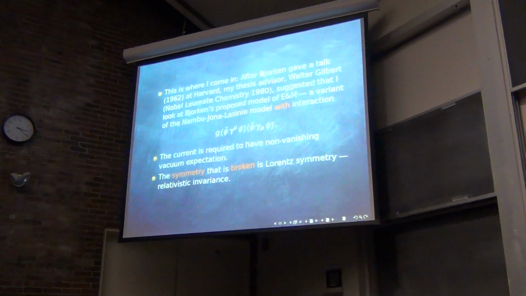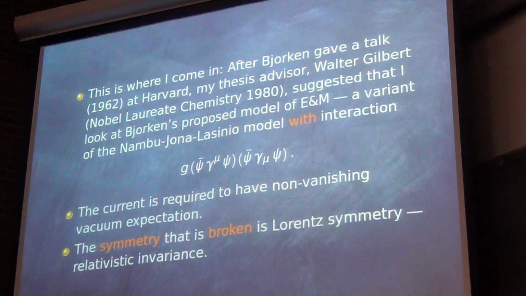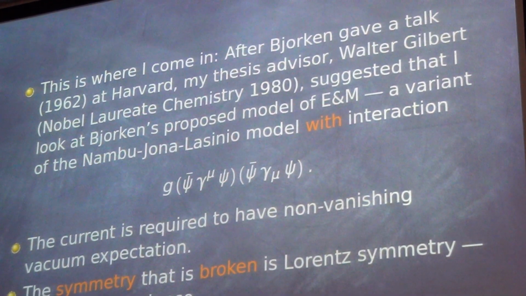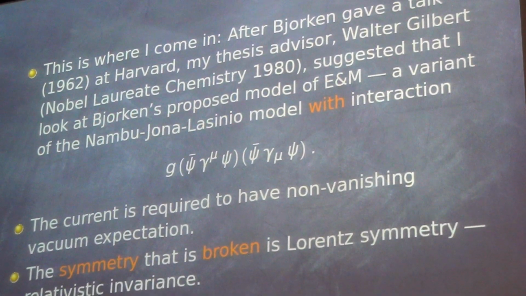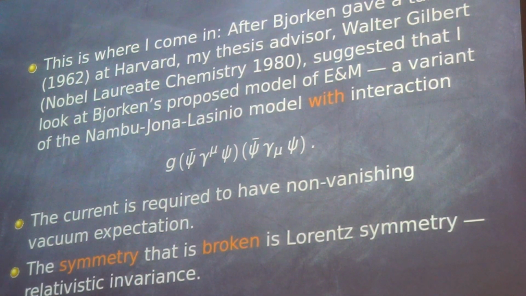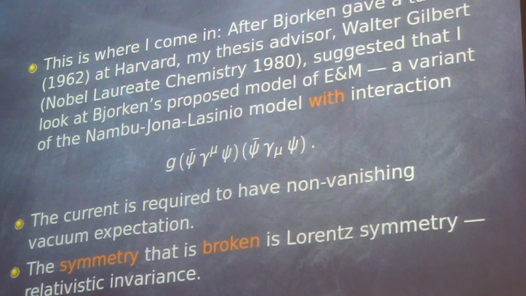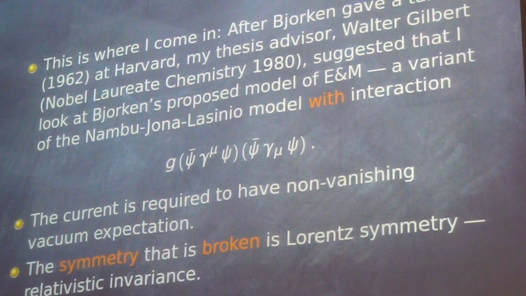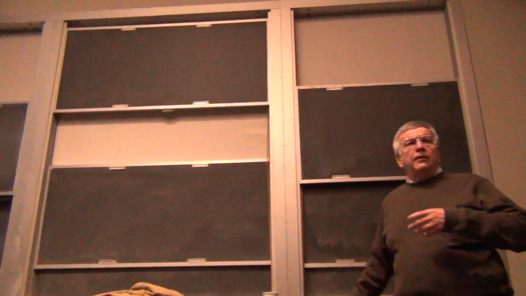Berkane gave a talk at Harvard, and my thesis advisor was rather skeptical of his result. And he suggested that I look at Berkane's alternative model of electromagnetism, which was a variant of the Nambu-Jona-Lasinio model. It had what's called a current-current interaction involving four fermions. Now, in order to use the Goldstone theorem for this, the Goldstone theorem is usually thought of as applying only to scalar particles, but that's not true. It can apply to particles of all spin. You have to work through it very carefully.